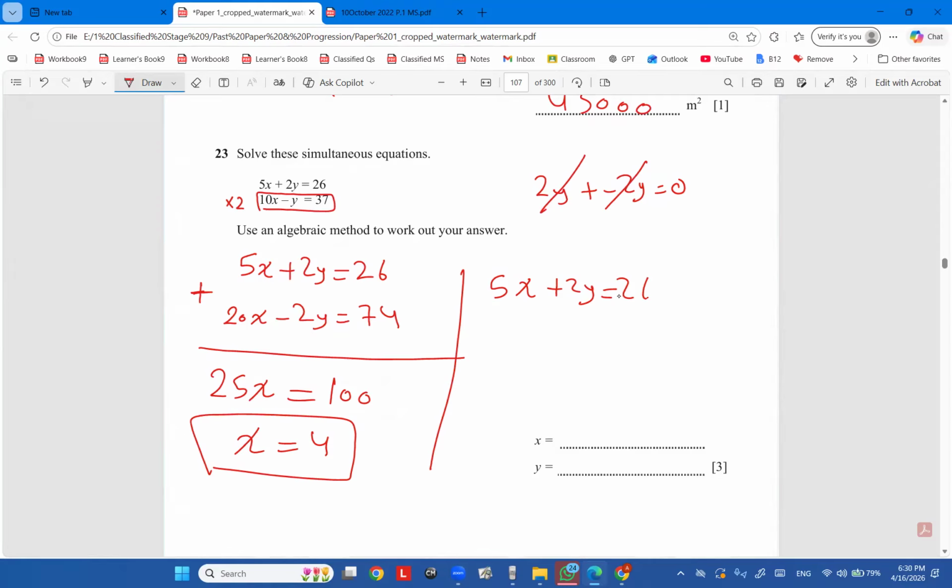And you're going to need to substitute x with 4. So 5 multiplied by 4 is going to give you 20, plus 2y equals 26. Send the 20 to the other side, so 2y equals 46. So y equals 23. So x is 4, y is 23. If you want to substitute and check, 5 multiplied by 4 is going to give you exactly 20, plus 2 multiplied by 23, which is 46.